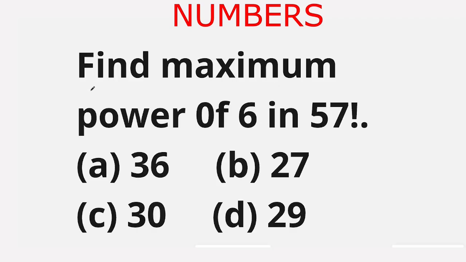Our question is, find maximum power of 6 in 57 factorial. The given options are option A 36, option B 27, option C 30, option D 29.